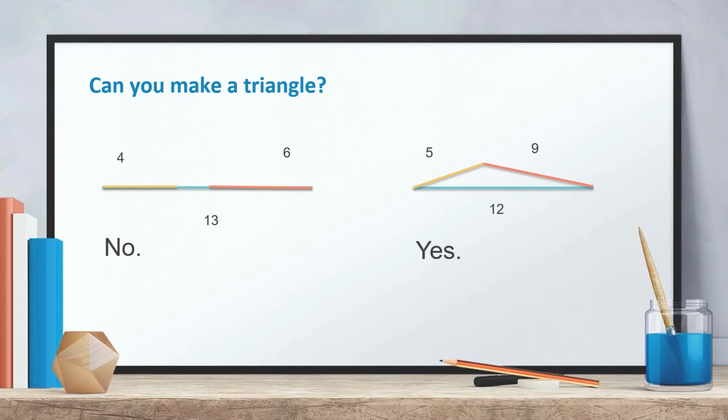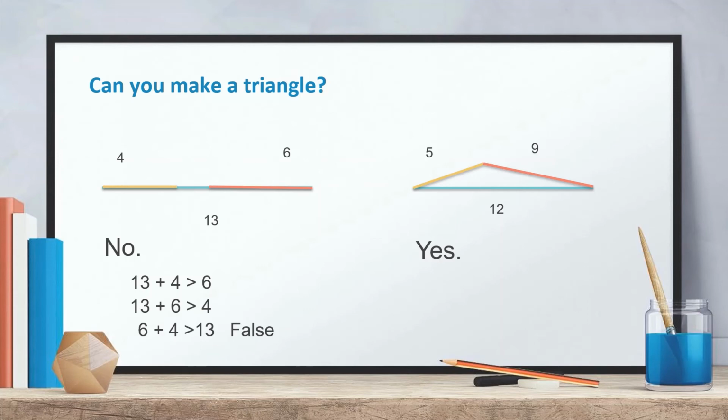Let us now see the condition on what is the required measurement of the sides for us to form a triangle. On the first figure, when we get the sum of the first two sides and compare it to the third side, we have 13 plus 4 is 17, which is greater than 6, so that is true. 13 plus 6 is equal to 19, which is greater than 4, that is true. But 6 plus 4 is greater than 13? That is false.